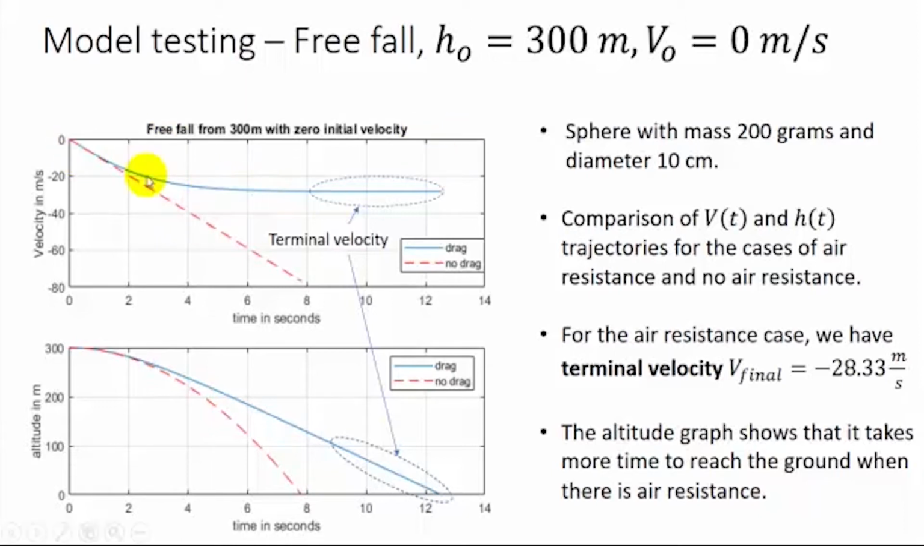Obviously, in the case of aerodynamic resistance, this slope is becoming smaller and smaller until it becomes 0, simply because the force of aerodynamic resistance is acting against the force of gravity, therefore reducing the acceleration of the ball and eventually bringing it to 0, and that's why we have the terminal velocity.